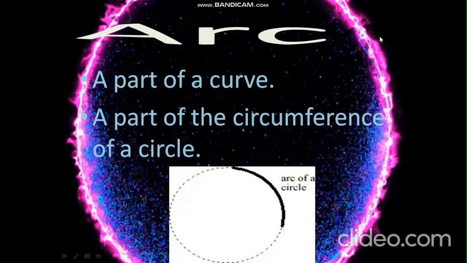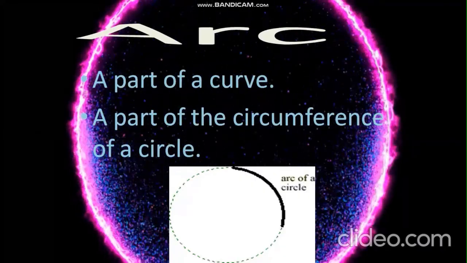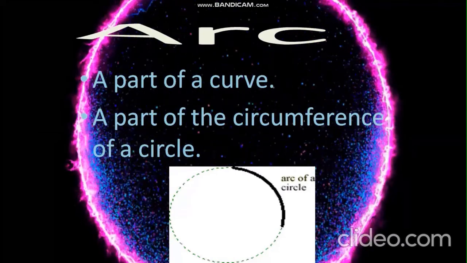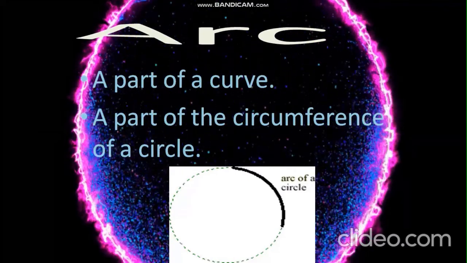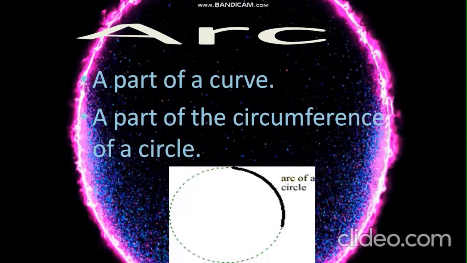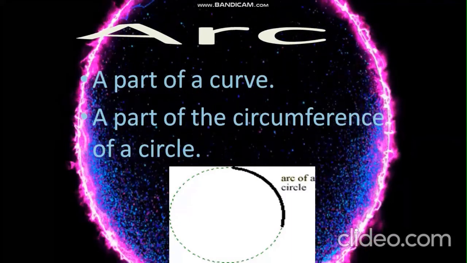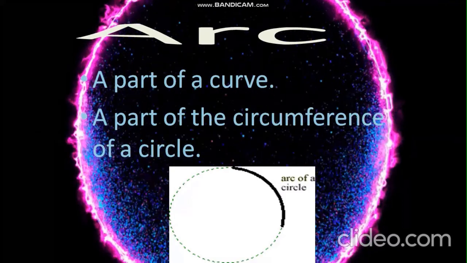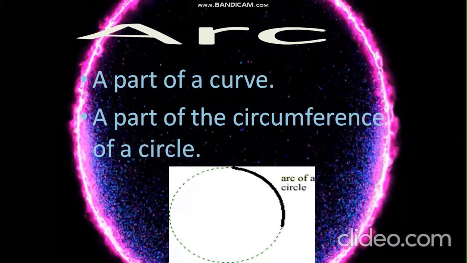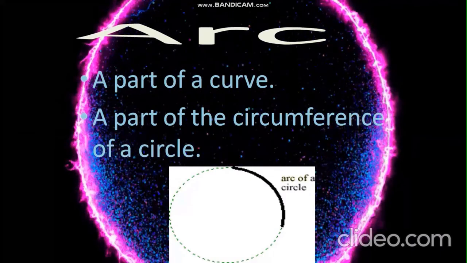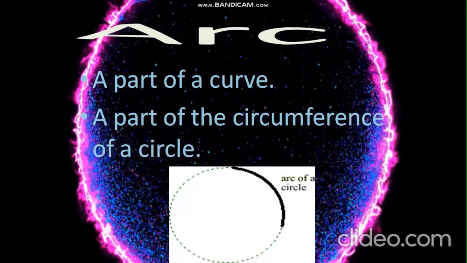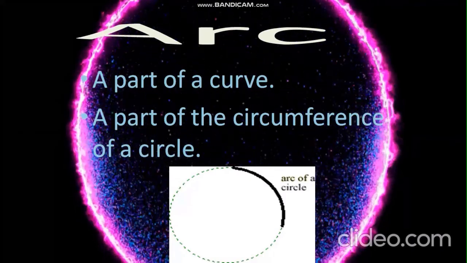Arc. What is an arc? A part of a curve, a part of the circumference of a circle. We know that circumference is its boundary. Arc is just a part of that. You can see in this picture that the blue color dotted line is the circumference and the black color line is just a part of that circumference, and that is called the arc.